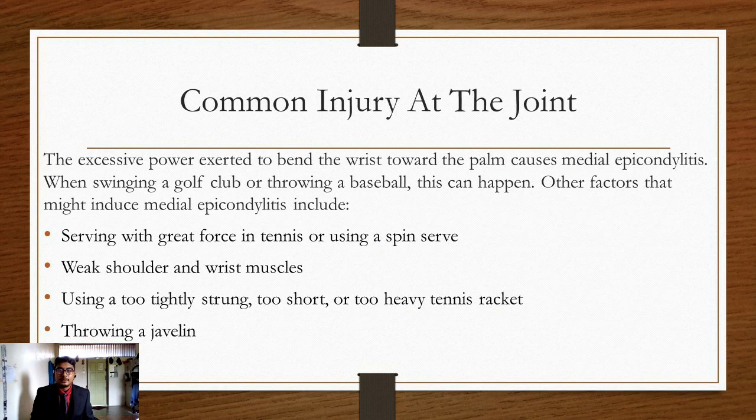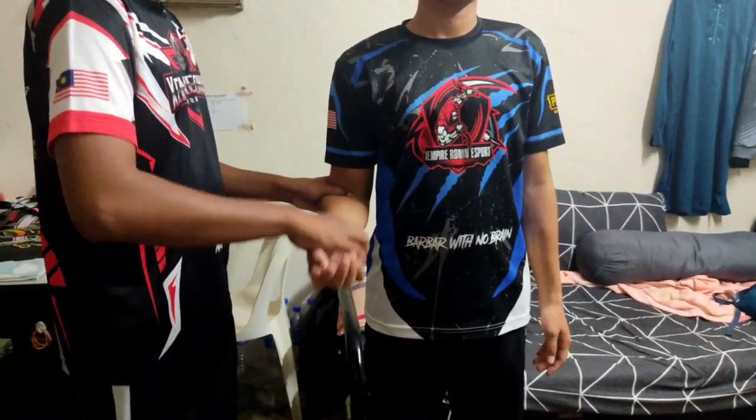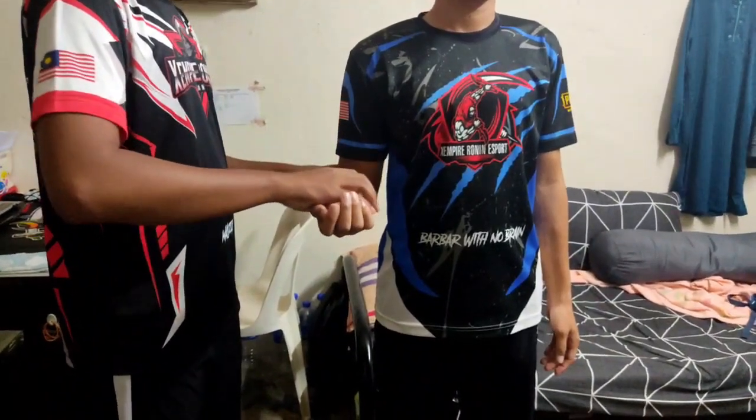The excessive power exerted to bend the wrist towards the palm causes medial epicondylitis. When swinging a golf club or throwing a baseball, this can happen. Other factors that might cause medial epicondylitis include serving with great force in tennis or using a spin serve, weak shoulder and wrist muscles, using a tennis racket that is too tightly strung, too short, or too heavy, and lastly, throwing a javelin. So for medial epicondylitis test, we will do the golfer's elbow test. So I will show you that.